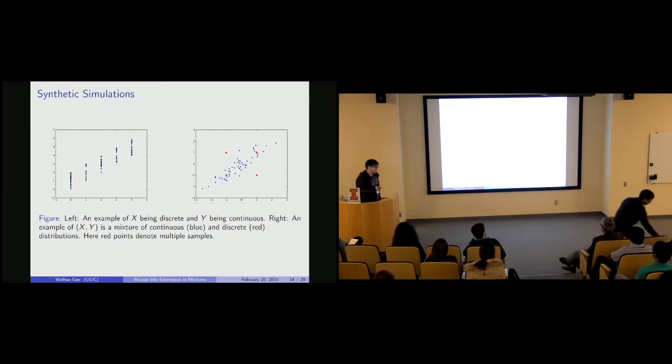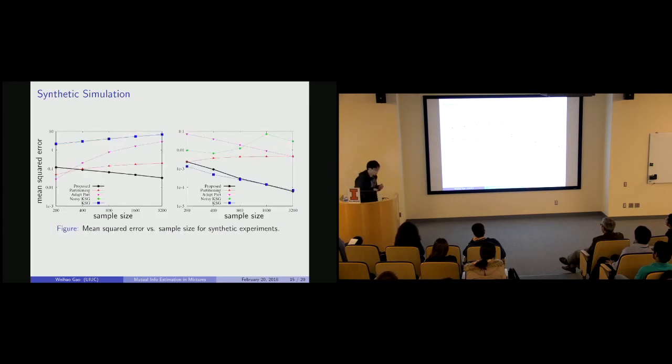First, we do some synthetic simulation of just estimating mutual information. On the left, x is discrete and y is continuous. On the right, xy is a mixture of continuous and discrete. Here, the red star is some discrete point, and the blue dots come from a continuous distribution. We can see that here our result is the black line.